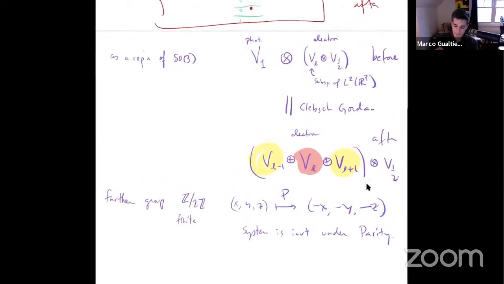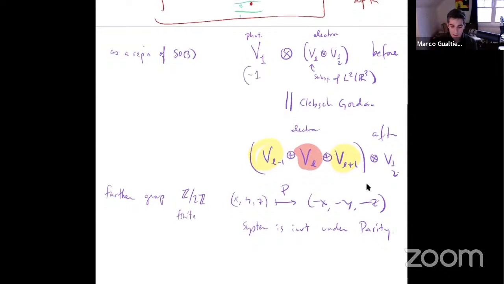Parity acts on the usual three-dimensional representation. What's the usual three-dimensional representation of SO3? It's just R3, the most obvious representation. So when we do a parity transformation, it acts by -1. It has eigenvalue -1 on V1.